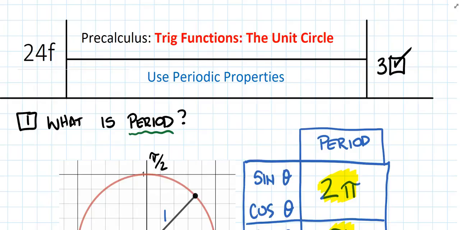Welcome to Precalculus Concept 24F. Underneath trig functions and the unit circle, we're going to talk about using periodic properties. 3 boxes. So let's talk about box number 1.